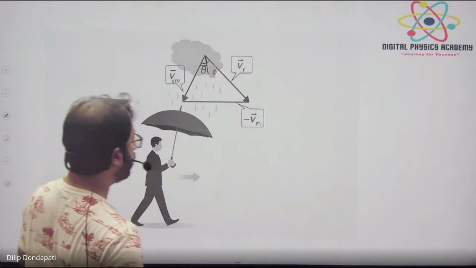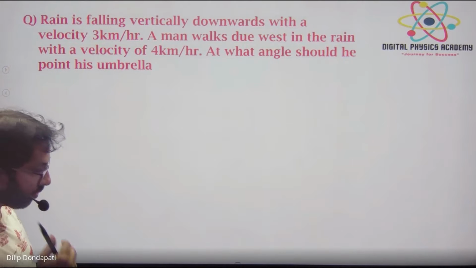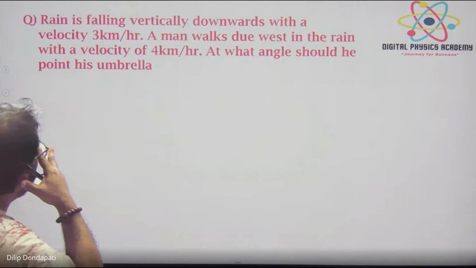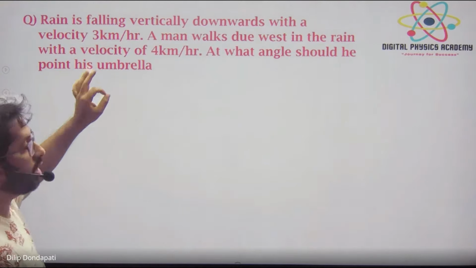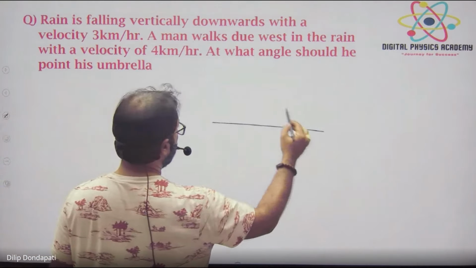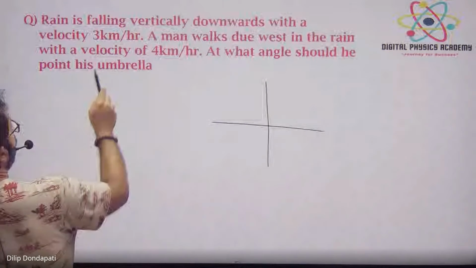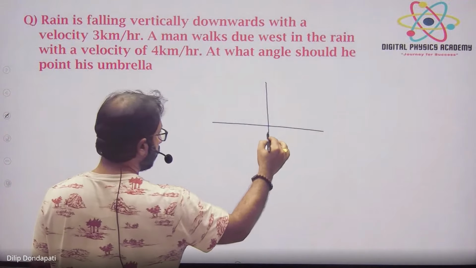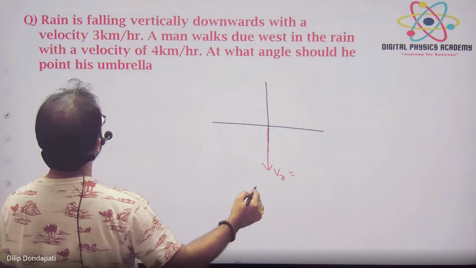Okay, let's understand through a question. Let's do this. Rain is falling vertically downwards with a velocity of 3 kilometers per hour. Okay, so what do we have to do now? I told you about this type of question. The rain is falling downward, right? He said vertically downwards. So the velocity of rain is how much? VR is equal to 3 kilometers per hour.